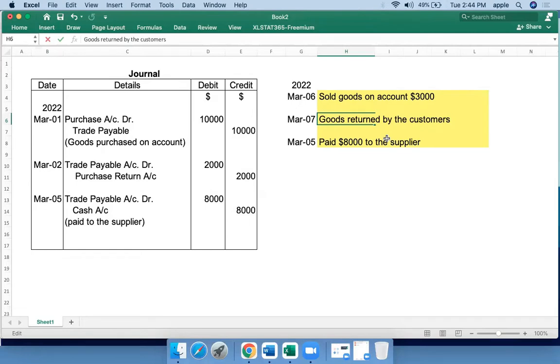Goods returned by the customers, $500. Next.